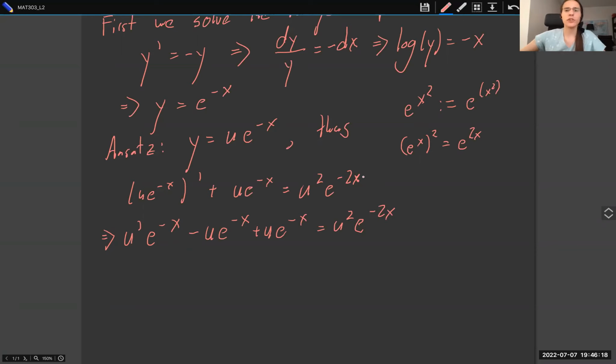And by the way, you're about to notice that this method using the ansatz is much quicker than the method that we had before. This is going to be a much shorter solution. So for Bernoulli problems, you don't actually want to reduce it to a linear equation.